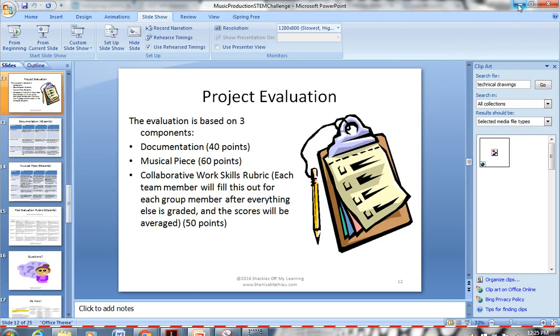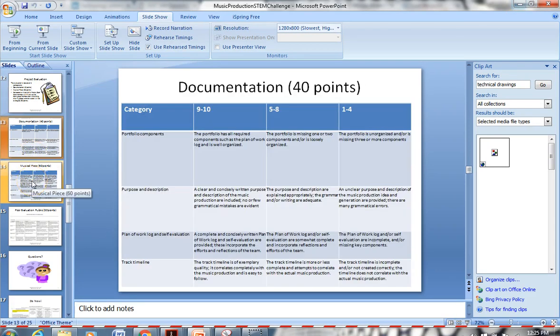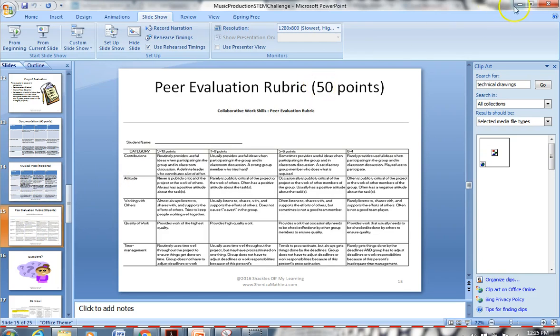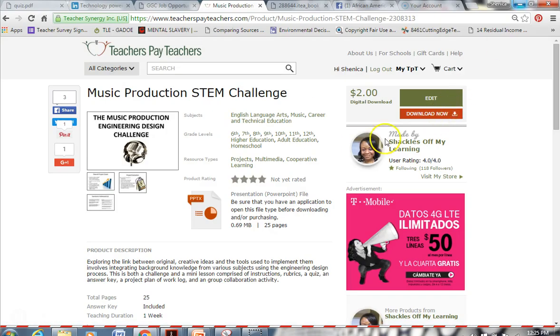But basically, they have a rubric. I had to break up the rubric because it was kind of long. So I broke it up into documentation and then also the musical piece. And then I also make them evaluate their peers. So those are separate grades, but I make them a summative assessment grade.